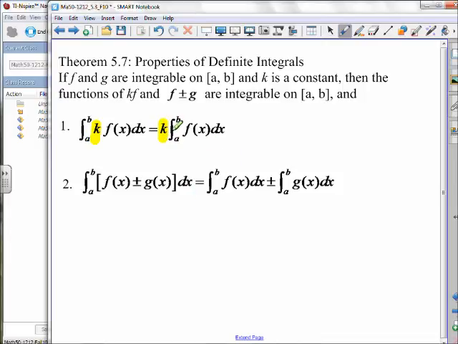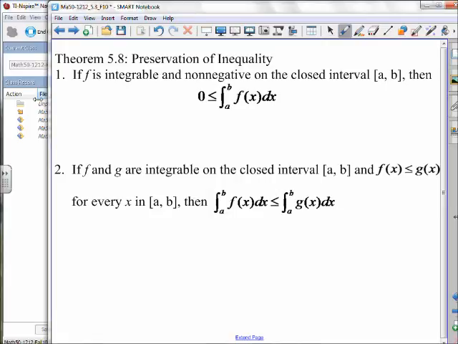So we could use that, if we need to. What about the second one? We've seen it before. Now we're just saying that it works for definite integrals too. Just because we have it on a closed interval doesn't make any difference at all. The integration of the sum or difference of two functions is the sum or difference of the two integrations. Okay? Not a surprise. We've seen them before.